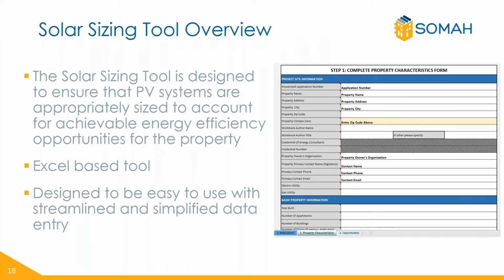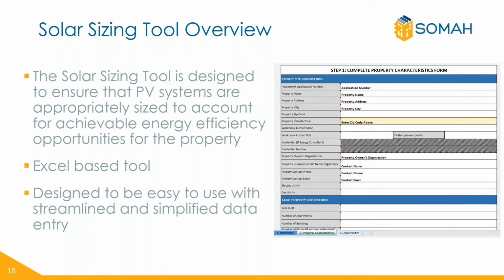So the solar sizing tool was created to measure and determine the maximum possible size of the PV system being installed. This tool is required regardless of which pathway is selected and should be filled out by an energy efficiency consultant. The goal is to ensure that solar systems are appropriately sized to account for achievable energy efficiency opportunities specific to the common area meters and tenant meters, including cost-effective measures such as LED lighting. System sizing for SOMAH will only incorporate measures that are included in the Energy Savings Assistance Program or similar no-cost programs that the property is eligible for.